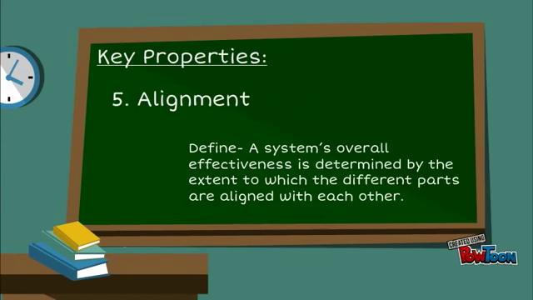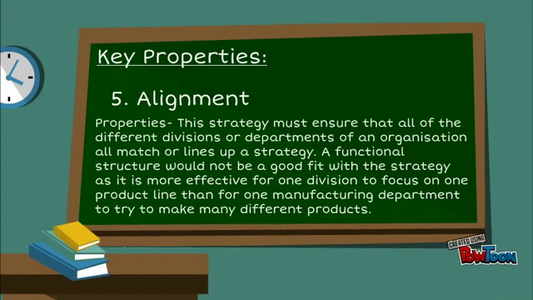Alignment. A system's overall effectiveness is determined by the extent to which the different parts are aligned with each other. This strategy ensures that all of the different divisions or departments of an organization match or line up with the strategy. A functional structure will not be a good fit with a strategy that is more effective for one division to focus on the project line than other manufacturing departments trying to make different products.